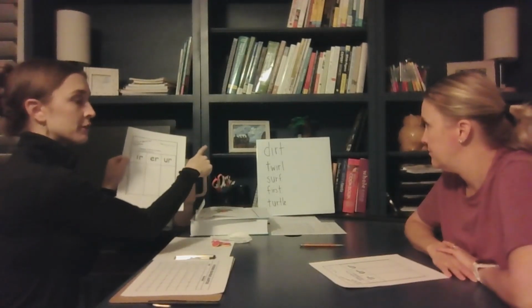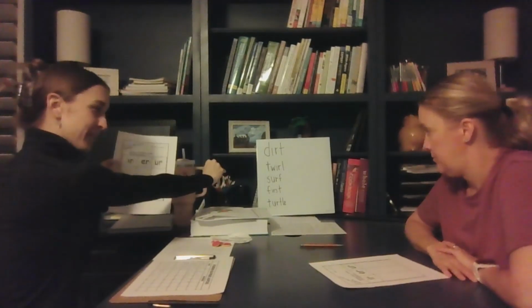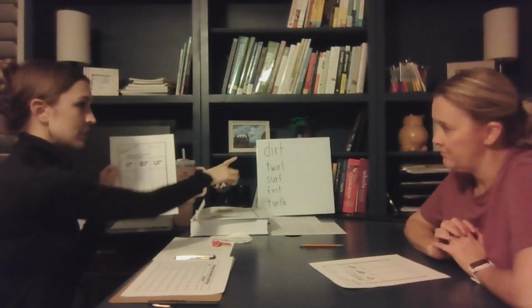You're going to go through the list and put the correct spelling under the correct column. So for the first one, I have dirt. It's using an IR, so you're going to put that one under the IR column. I'm going to write dirt. That's the correct word. Yes.